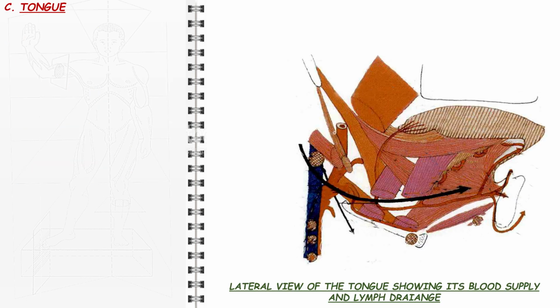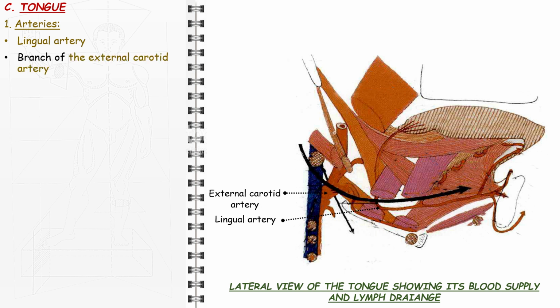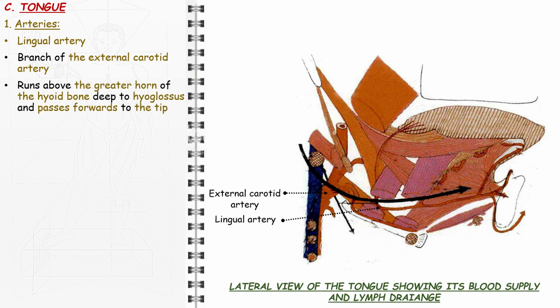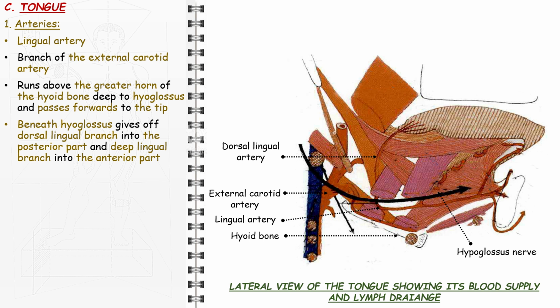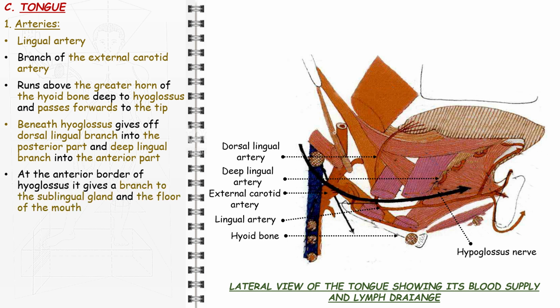The lingual artery is the main artery of the tongue. It is a branch of the external carotid artery that runs above the greater horn of the hyoid bone deep to hyoglossus muscle and passes forwards to the tip of the tongue. Beneath the hyoglossus muscle, it gives off dorsal lingual branches into the posterior part and deep lingual branch into the anterior part. At the anterior border of hyoglossus muscle, it gives a branch to the sublingual gland and the floor of the mouth.